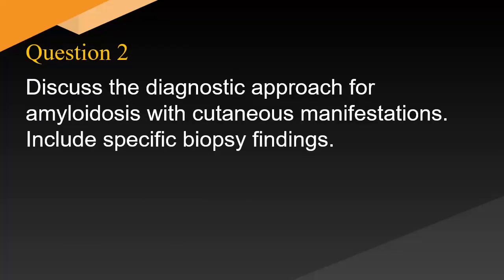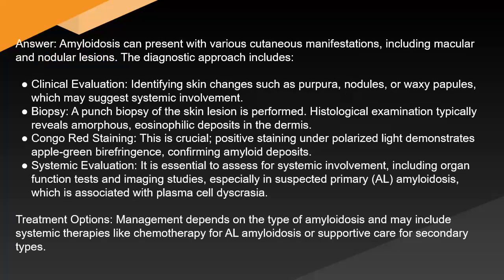Discuss the diagnostic approach for amyloidosis with cutaneous manifestations. Include specific biopsy findings. Answer: amyloidosis can present with various cutaneous manifestations, including macular and nodular lesions. The diagnostic approach includes clinical evaluation, identifying skin changes such as purpura, nodules, or waxy papules, which may suggest systemic involvement. Biopsy: a punch biopsy of the skin lesion is performed.